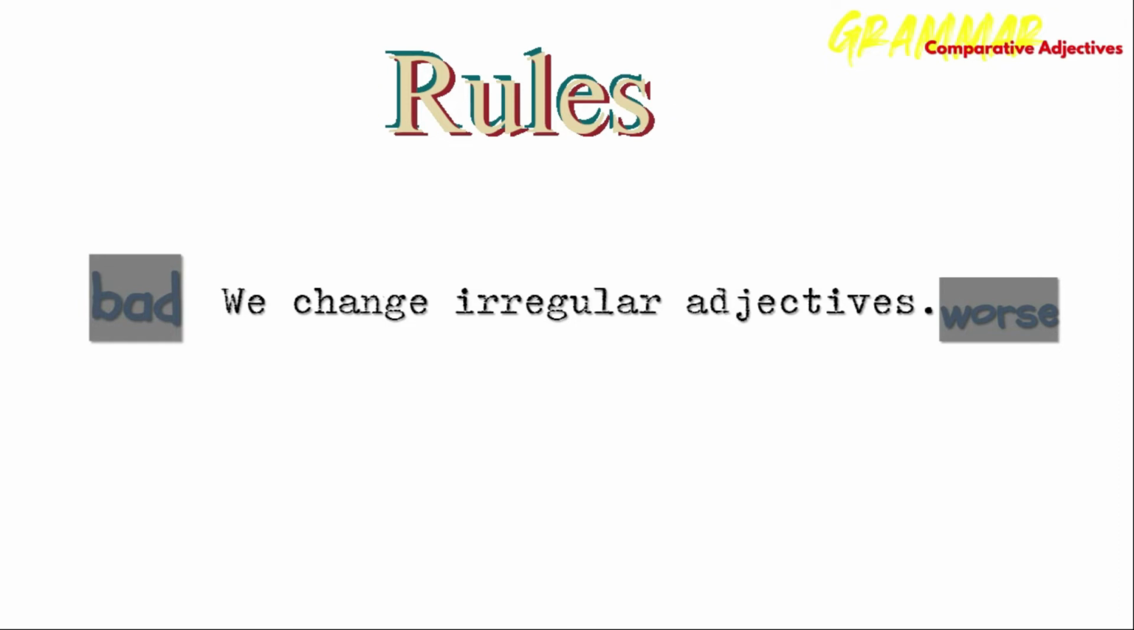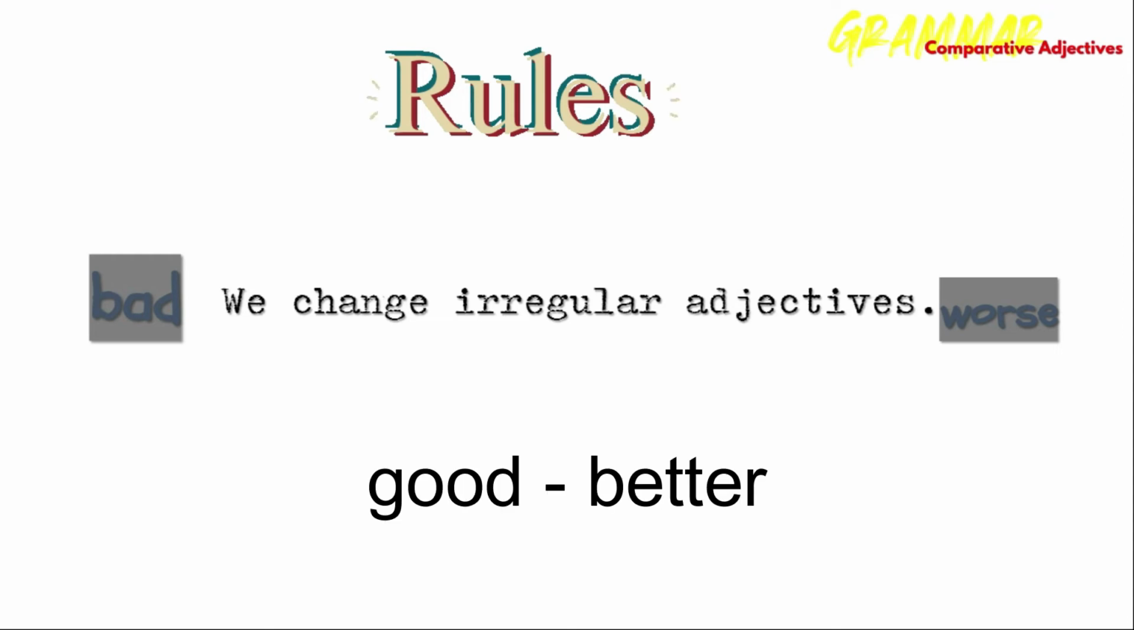Bad is an example of an irregular adjective. With irregular adjectives, we simply change the word. So, bad is the adjective. It's irregular. So what we do, we change it to worse for the comparative adjective. Worse. Like good and better.